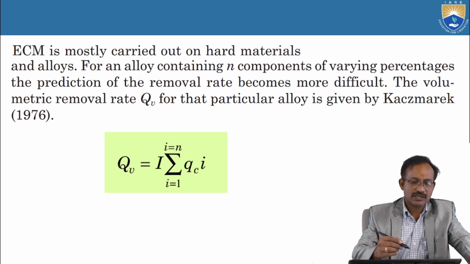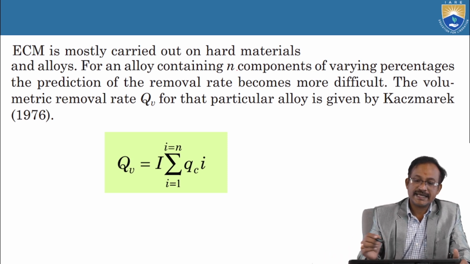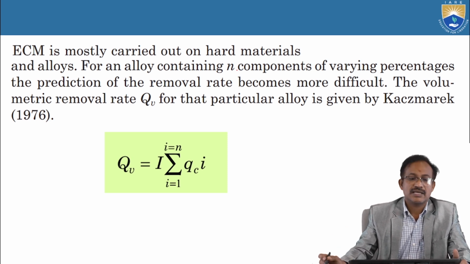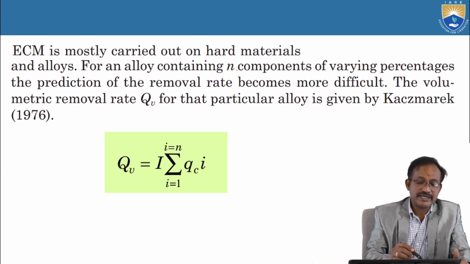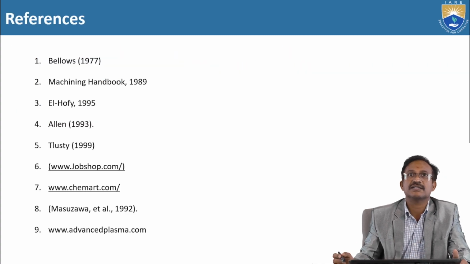So at the end, ECM is mostly carried out on hard materials and alloys. For an alloy containing n components of varying percentages, the prediction of the removal rate becomes more difficult. The volumetric removal rate, which is very important, QV, that's what we are discussing so far.